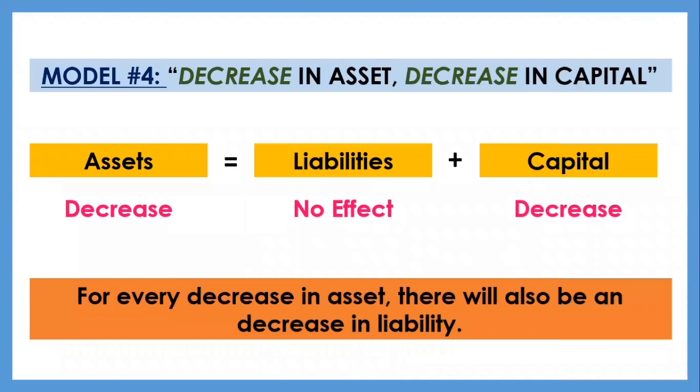Moving forward to model number 4. Model number 4 is decrease in assets, decrease in capital. Now, as you can see on the figure, there is a decrease in assets, no effect on liability, and a decrease in capital. And so for every decrease in asset, there will also be a decrease in capital. Again, that is not a decrease in liability. Instead, that's a decrease in capital.